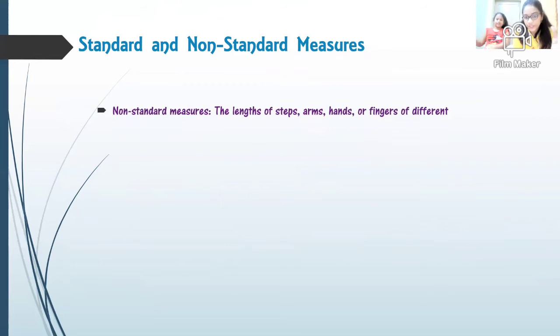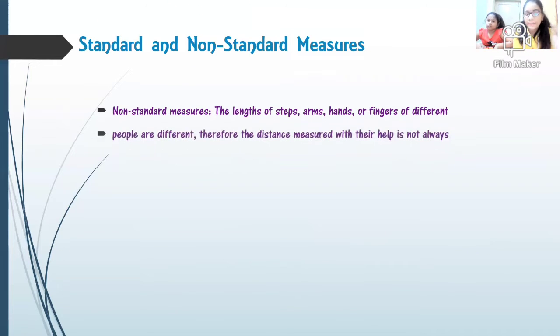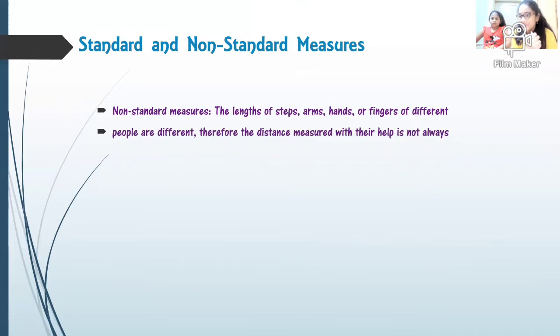Now, non-standard measures. The lengths of steps, arms, hands, or fingers of different people are different because each of us cannot have the same. Look at her hand, look at my hand. Hers is smaller and mine is a little bit bigger. If I measure my table with my hand span, it'll be different from hers, because I can take bigger steps, but she'll take smaller steps. So the units are different from person to person.